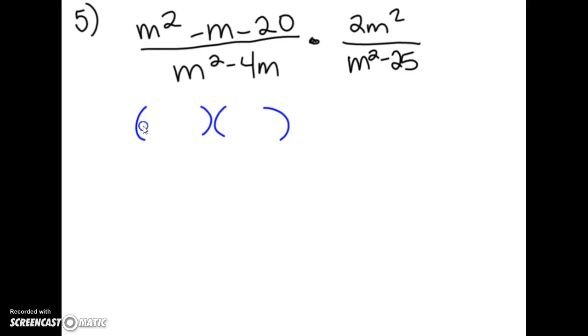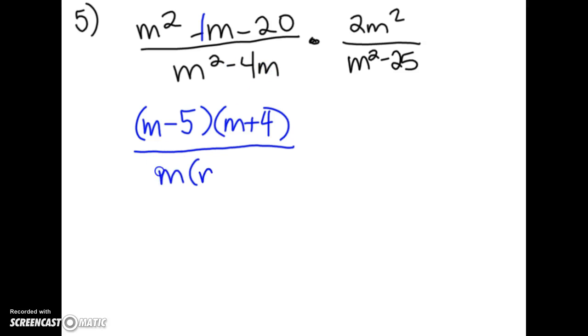m squared, m and m. What multiplies to give me negative 20 and adds to give me negative 1? That would be 5 and 4. Again, pause if you can do it and then just check in with me. Negative 1m, so the 5 has to be negative, the 4 is positive. On the bottom, what can I pull out of m squared minus 4m? I can pull out an m, so I've got m minus 4.